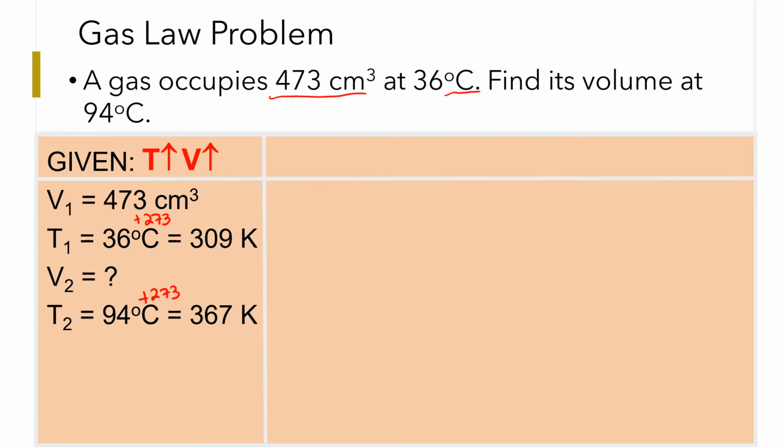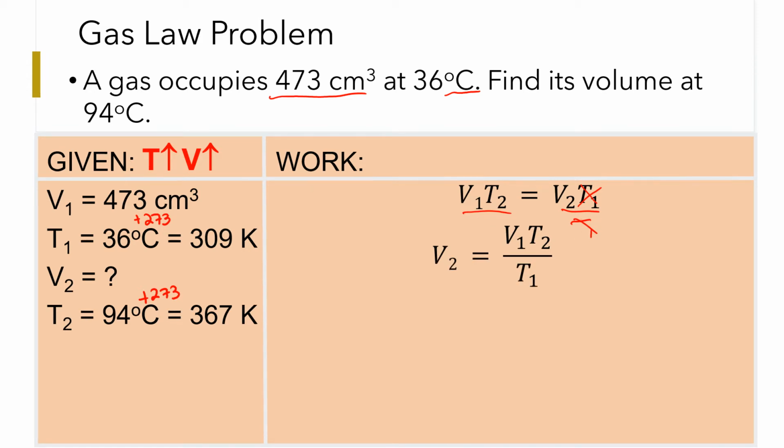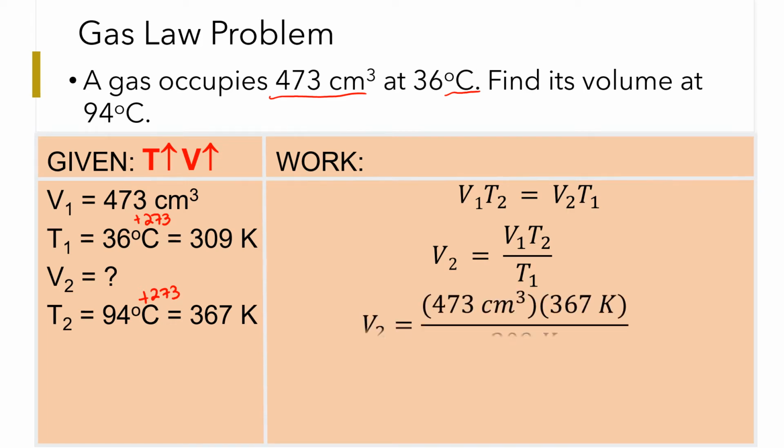Next step, I need to write down my formula. V1T2 equals V2T1. Now, I'm looking for V2, so I need to get rid of this T1 by dividing both sides by T1. Okay, rewriting that in a very neat way, we have it here. So, after I have my desired variable isolated or by itself, I plug in my numbers from the given list. So V1 is 473, etc. I plug it in, and now I multiply and divide, and I get my answer to be volume 2 is equal to 562 centimeters cubed. And I note, just as a haha moment, that it is indeed bigger than 473.